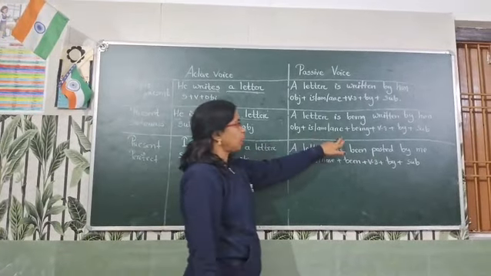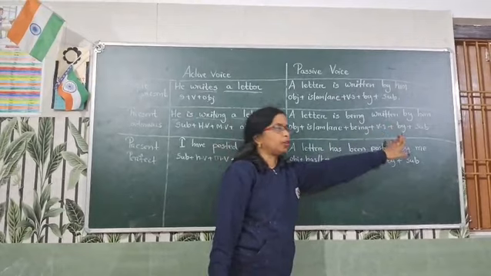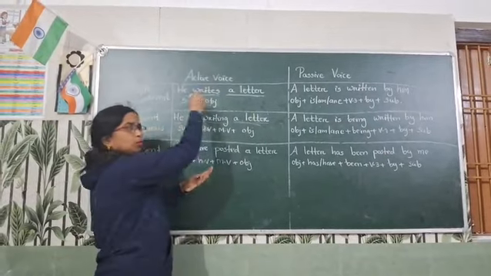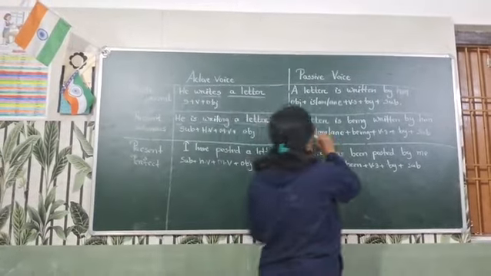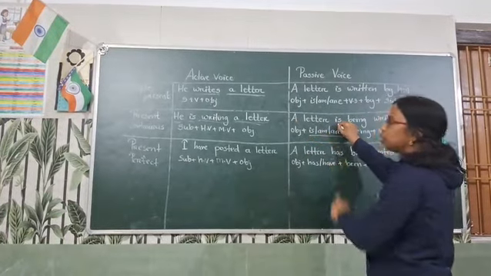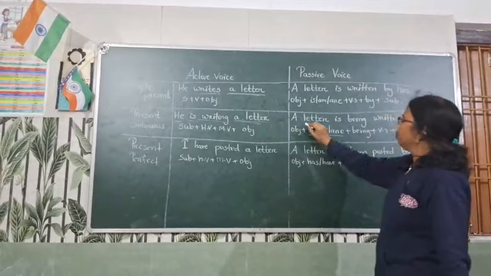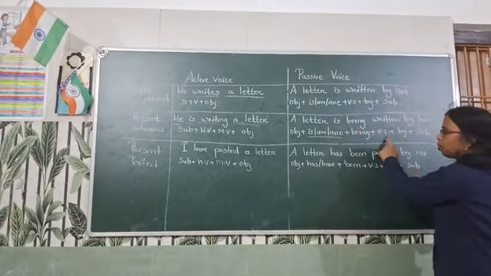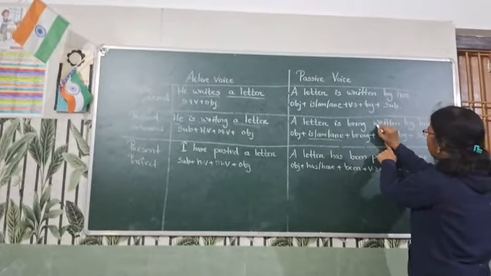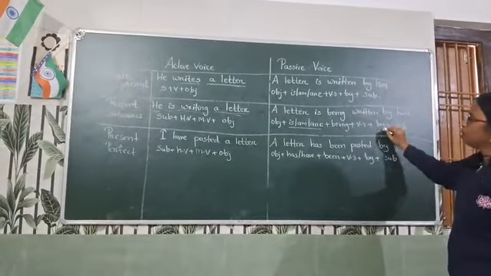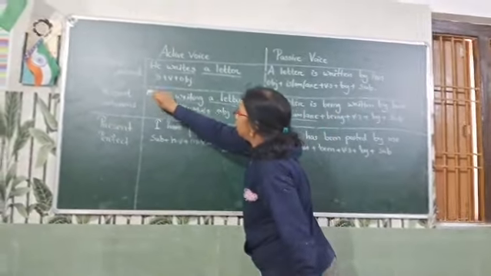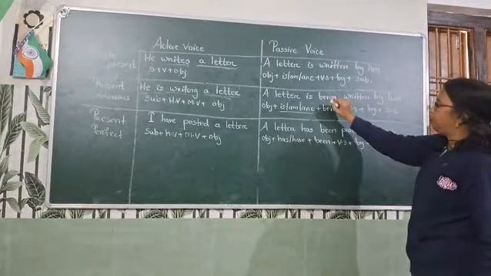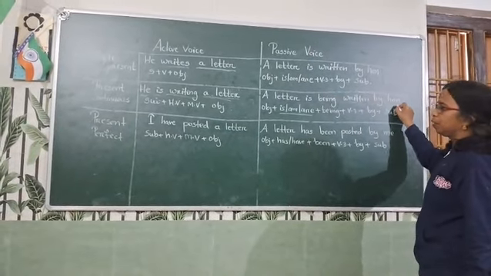The formula for present continuous from active voice to passive voice is object plus is or are plus being plus verb 3 plus by plus subject. What is the object here? A letter. So the object will come to the subject place. A letter. After that, I write is, because a letter is singular. A letter is, then being. A letter is being, then verb 3: write, wrote, written. Then after by, he comes to the object place, so he becomes him. A letter is being written by him. This is the passive voice.